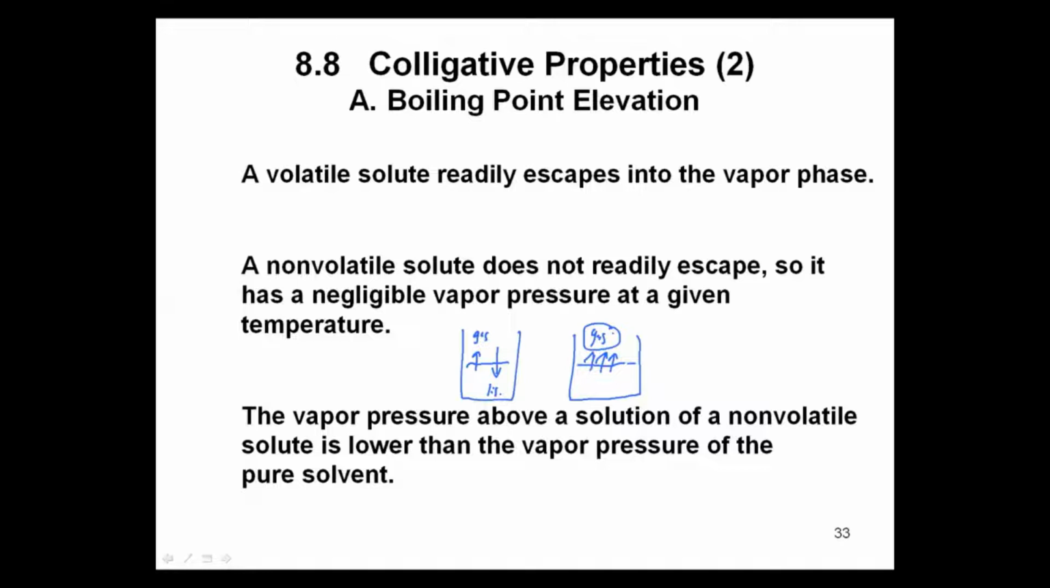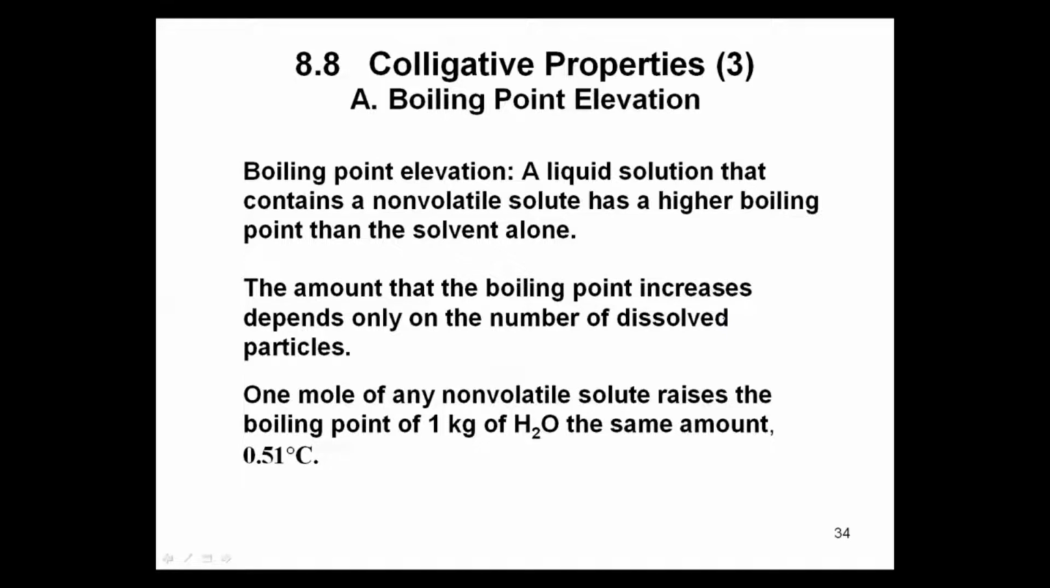And vice versa, if something is non-volatile, that means not a lot of guys are coming out of solution. Most of them are staying in the solution, and you have fewer gas molecules above the solution, and you would have a lower vapor pressure. So one aspect of colligative properties was known as boiling point elevation. By having something dissolved in a pure solvent like water, it will increase the boiling point. So again, instead of boiling at 100 degrees, it will boil at 105, for example, or something like that.